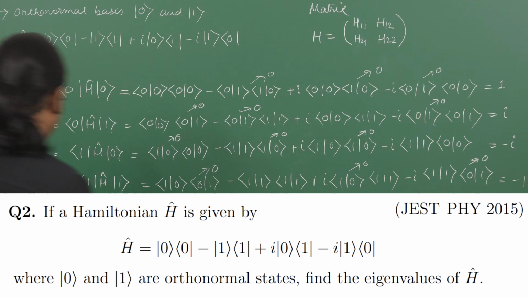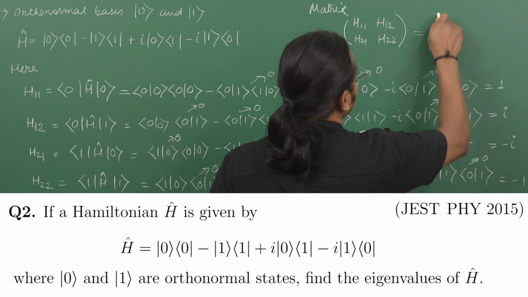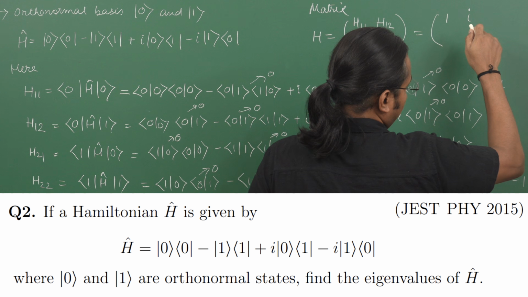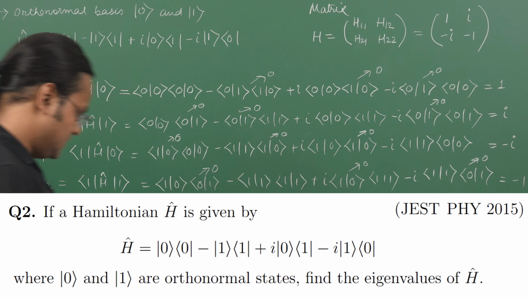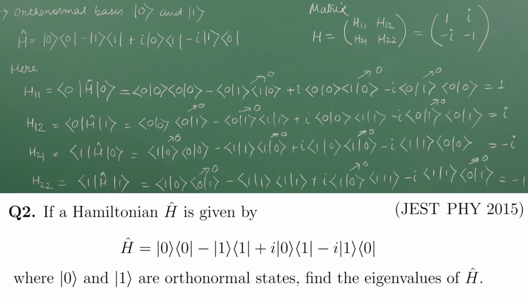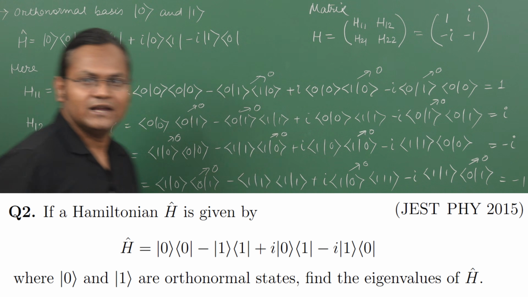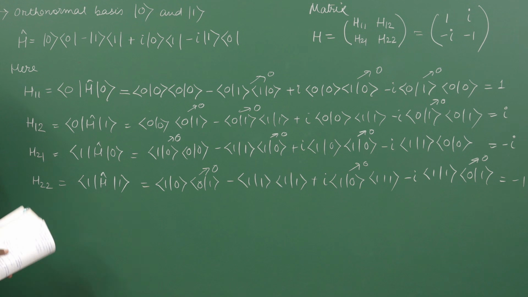Therefore, the matrix finally comes out to be equal to 1, iota, and minus iota, minus 1. So this is the matrix associated with the given Hamiltonian operator corresponding to the |0⟩ and |1⟩ orthonormal basis. But I want to find out the eigenvalues, because that is what the question is asking.